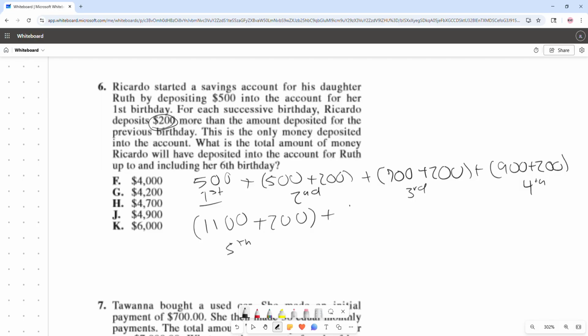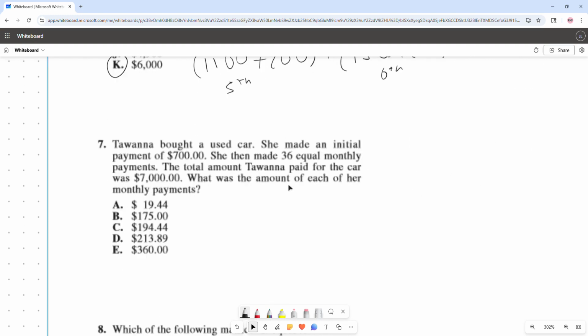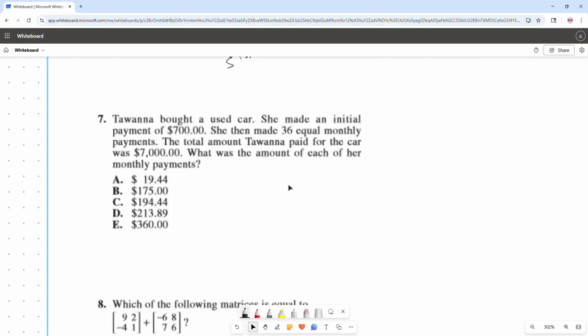So that means 1,300 plus 200 for her 6th birthday. You put that into your calculator, and it should be $6,000. So K. So it's very easy. Number 7.